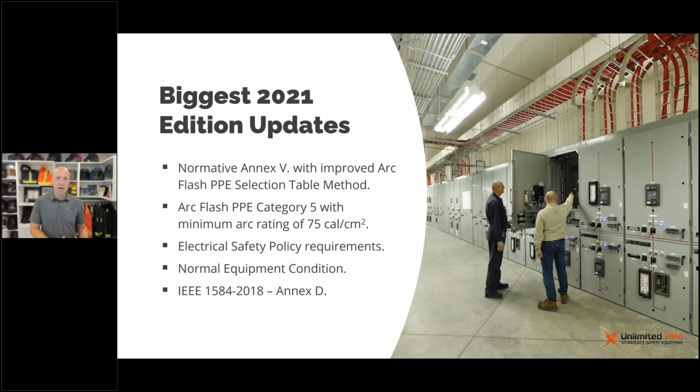So there's an older table method that, if you go back a few editions ago, was the hazard risk category method, and that changed in 2015 to the arc flash PPE category method. Then we kept improving it in 2018, and 2021 brought an alternative to that table method, which is generally accepted to be much easier for most workers to use and to apply. We also in 2021 added new requirements for your electrical safety policy and normal equipment condition clarifications. And of course, we had a new IEEE guideline published.